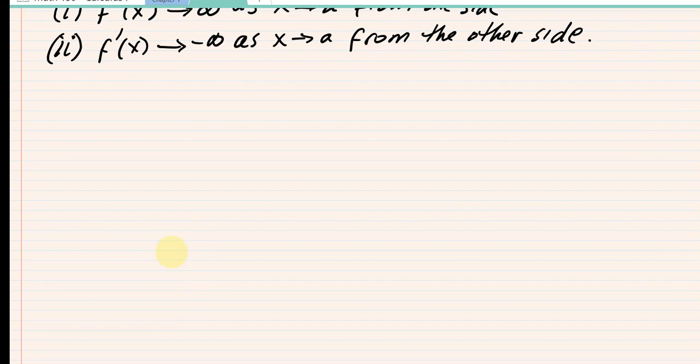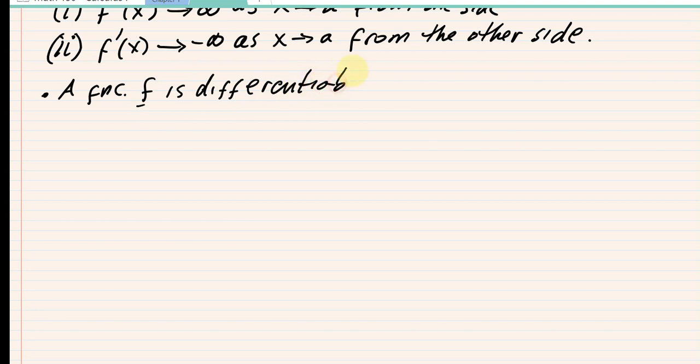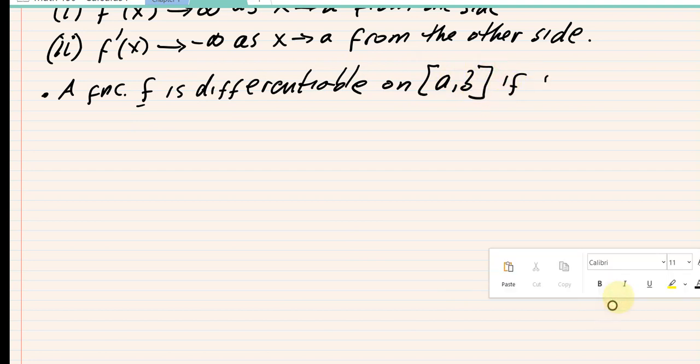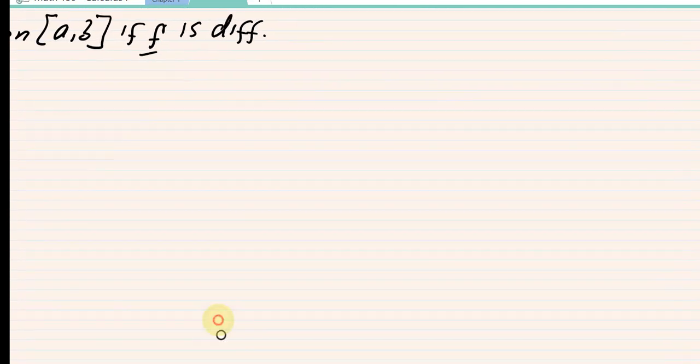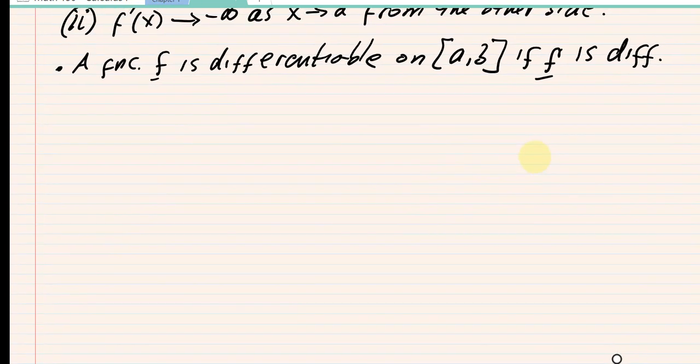Let's say a function f is differentiable on a closed interval from a to b if f is differentiable on the open interval from a to b. This is differentiability over a closed interval, so it's got to be differentiable everywhere inside of that interval. In other words, that's what we're saying here.